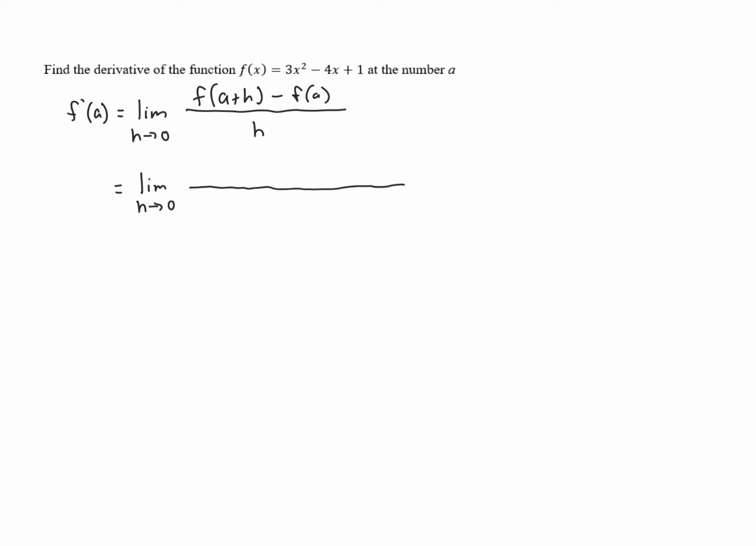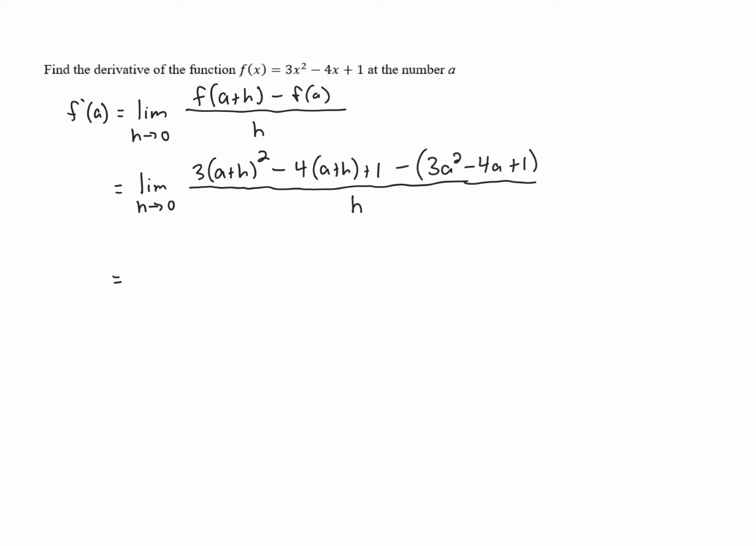We need to evaluate our function at a plus h. So that's going to be 3 times a plus h squared minus 4 times a plus h plus 1. And then we have to subtract our function evaluated at a. And we need parentheses here because we've got to subtract this whole quantity. That's going to be 3a squared minus 4a plus 1. It's getting subtracted, all over h.